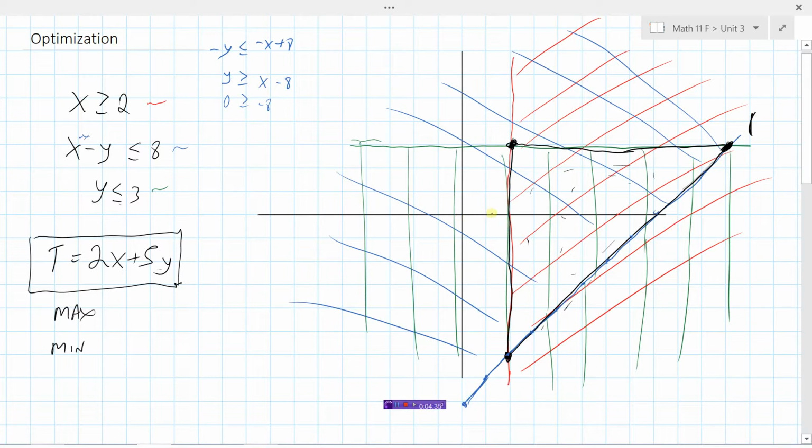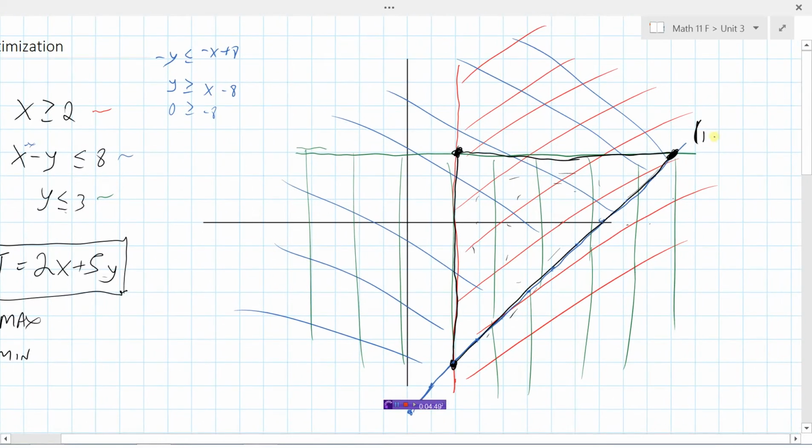So here's my x-axis, 1, 2, 3, 4, 5, 6, 7, 8, 9, 10, 11. And then this would be 1, 2, 3. So this point, slide this over a bit. So this is the point 11, 3. This would be the point 1, 2, 3. So this is the point 2, 3. And this is the point 2, then minus 1, 2, 3, 4, 5, 6. 2, minus 6.